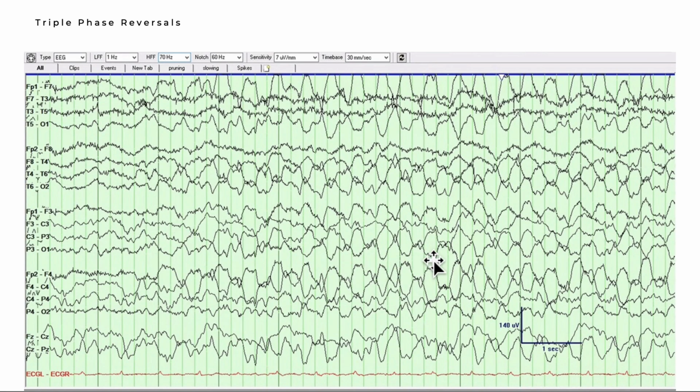And so here's an example of triple phase reversals, and you'll see positive, negative, positive, positive, negative, isoelectric. It's just kind of all over the place. Negative, positive, negative. And so this is a good way to know that you're identifying artifact. And again, another head scratcher here, a little bit more vigorous this time.